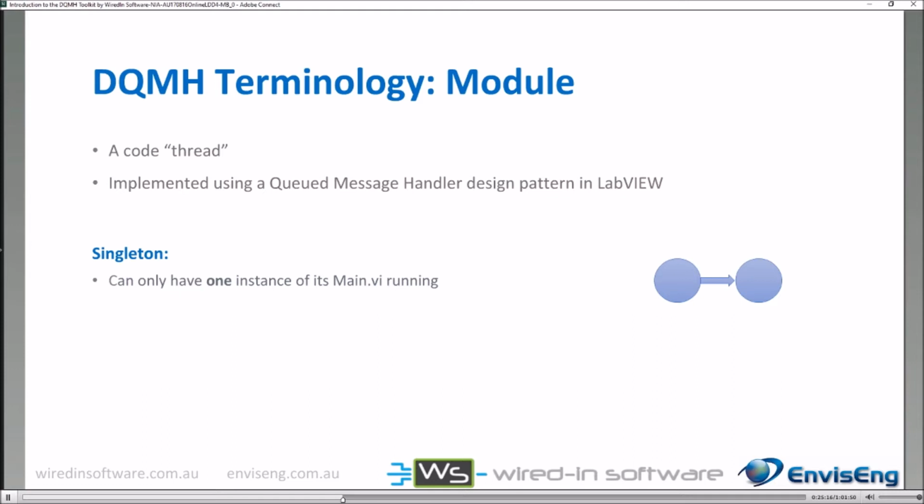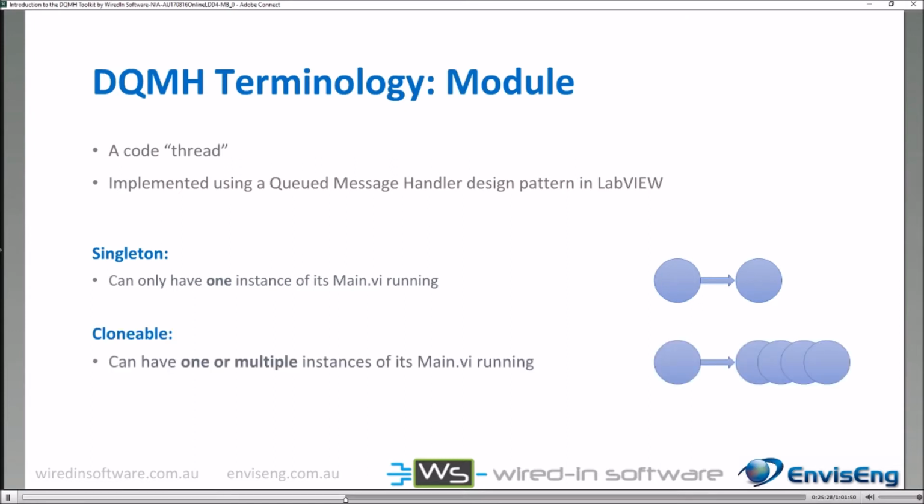DQMH modules can be one of two types. The first is a singleton, which means that that DQMH module can only have one instance of its main VI running at any one time. A module could also be clonable, which means that it can have one or multiple instances of its main VI running. And we'll see in our demo or system design that this can be a really useful feature.